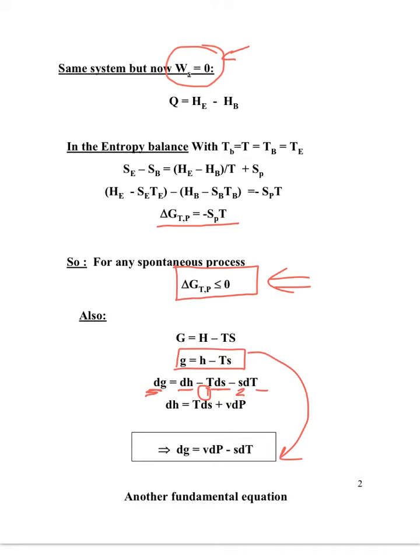Now we recall one of our first fundamental equations that you've been using in your entropy calculations for the ideal gas, and substitute dH in there, and we have derived our third fundamental equation.